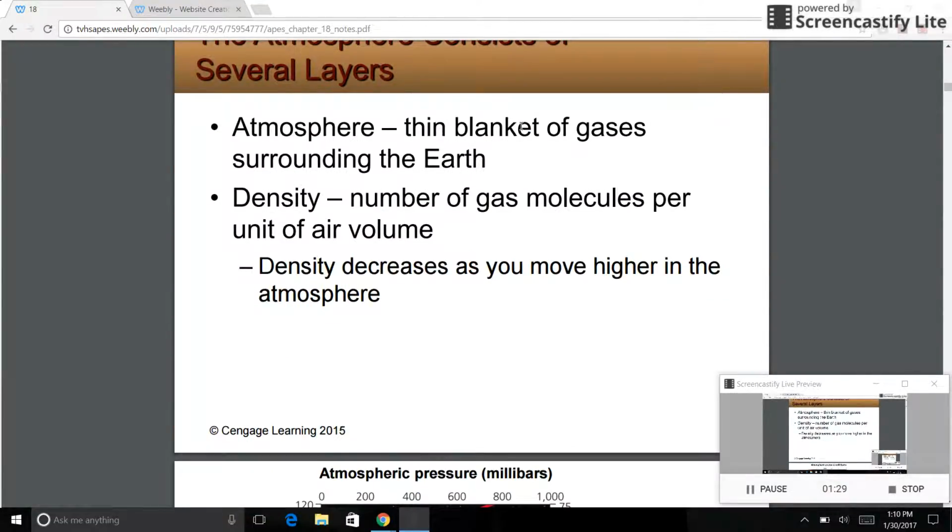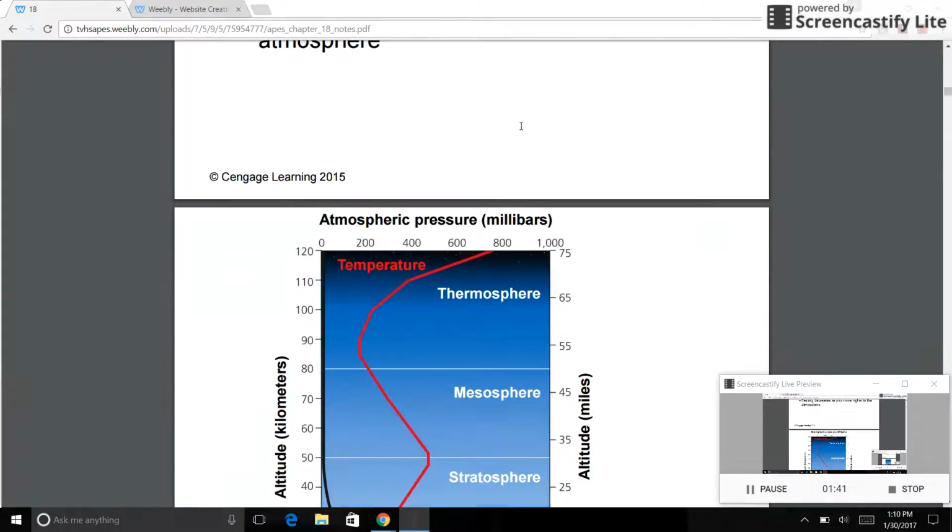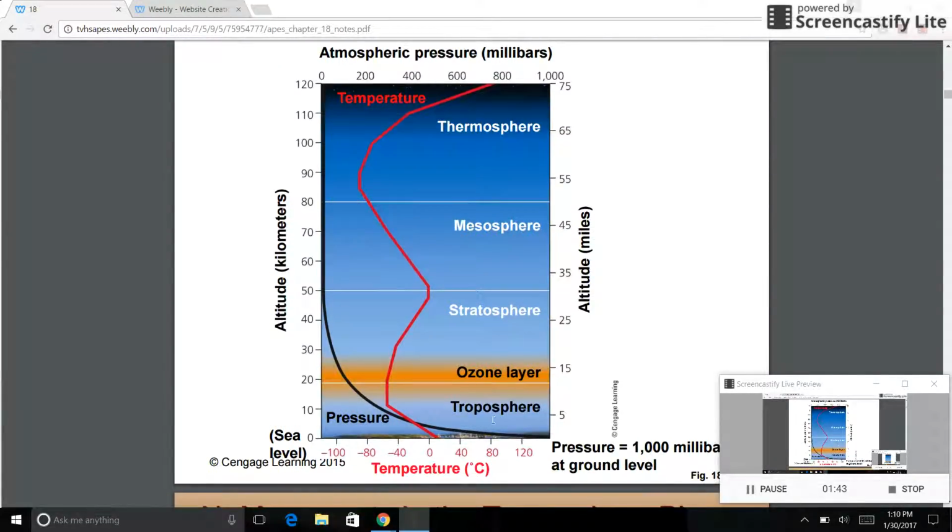Atmosphere, thin blanket of gases that surround the Earth. Gravity basically forces most of that air mass and those molecules down towards the surface, which allows us to be able to breathe. You do need to remember for the test these layers in order from the surface of the Earth. So troposphere, stratosphere, mesosphere, thermosphere, and pretty much what divides those up is pressure and then changes in temperature. The protective ozone layer is found just above the troposphere. It's right in the beginnings of the stratospheric layer.